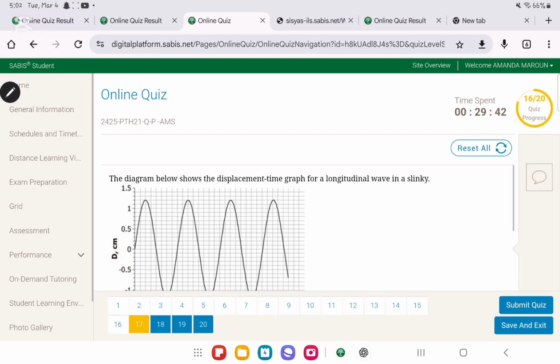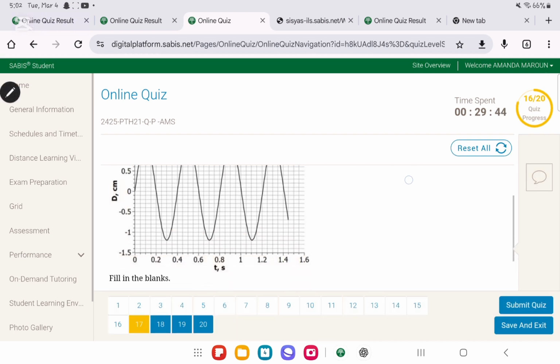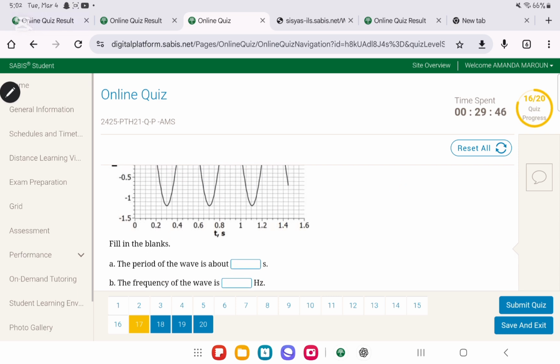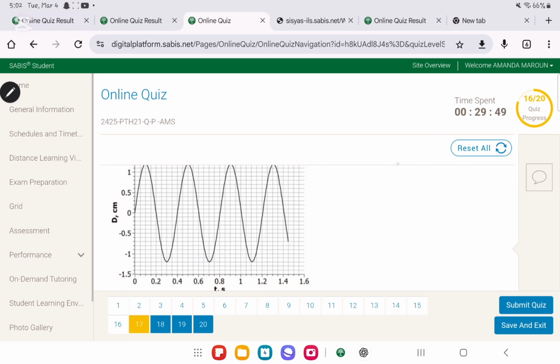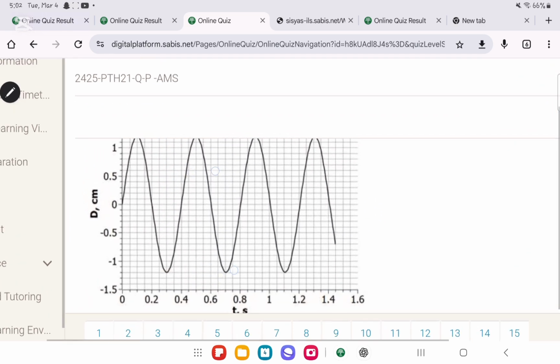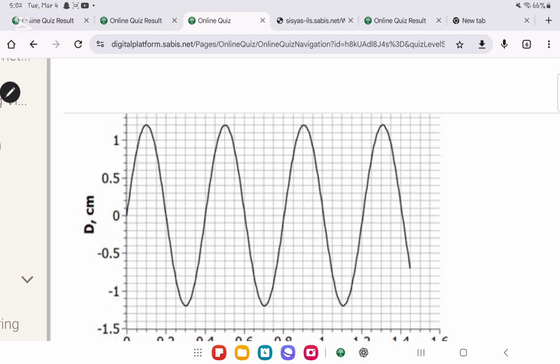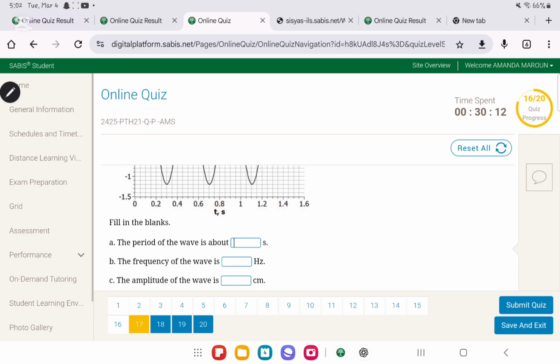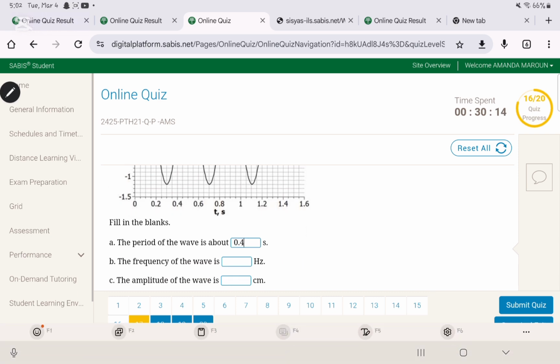The diagram below shows the displacement-time graph for a longitudinal wave in a slinky. The period, we said the period is what? The period is from crest to crest or trough to trough. So let us find the period. Very simply, it's going to be from here all the way to here. This one is approximately 0.5 and this one over here is approximately 0.1. So the period is 0.5 minus 0.1, which is 0.4. Just like that, we found the period of the wave.